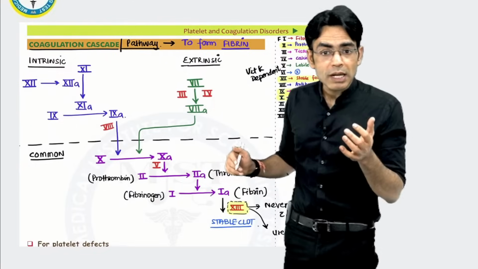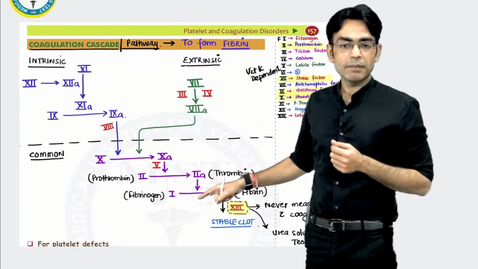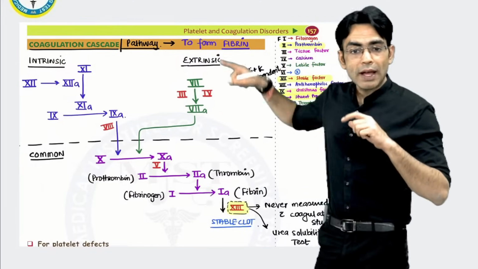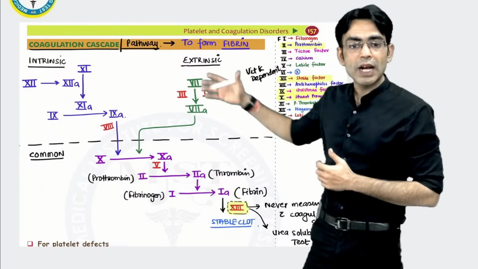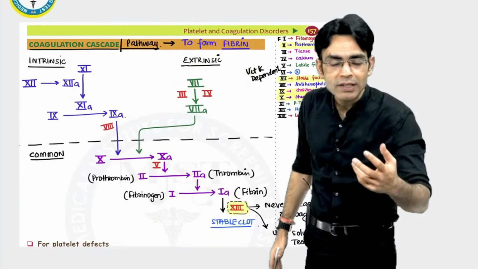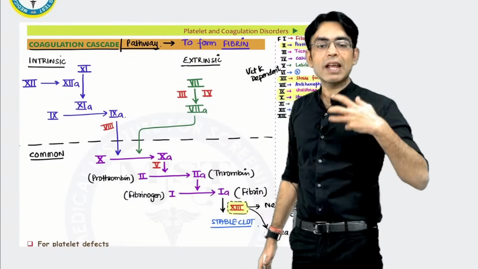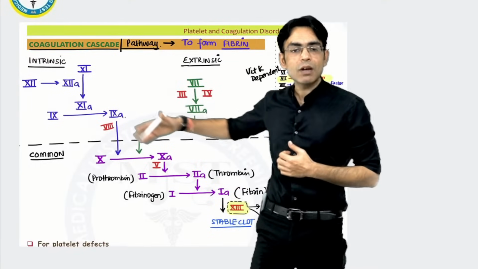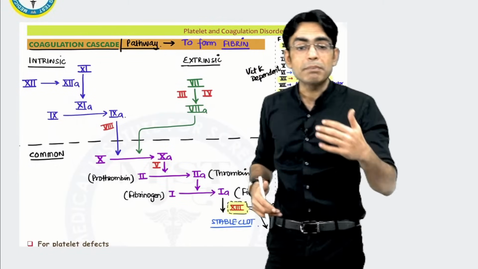Now which is the smaller pathway? Extrinsic plus common. Which is the bigger one? Intrinsic plus common. So to measure this, we are doing extrinsic plus common. For this we do PT. For a smaller coagulation cascade, we are having a smaller test, prothrombin time. And for a bigger coagulation cascade, we are having a bigger test, that is our APTT.